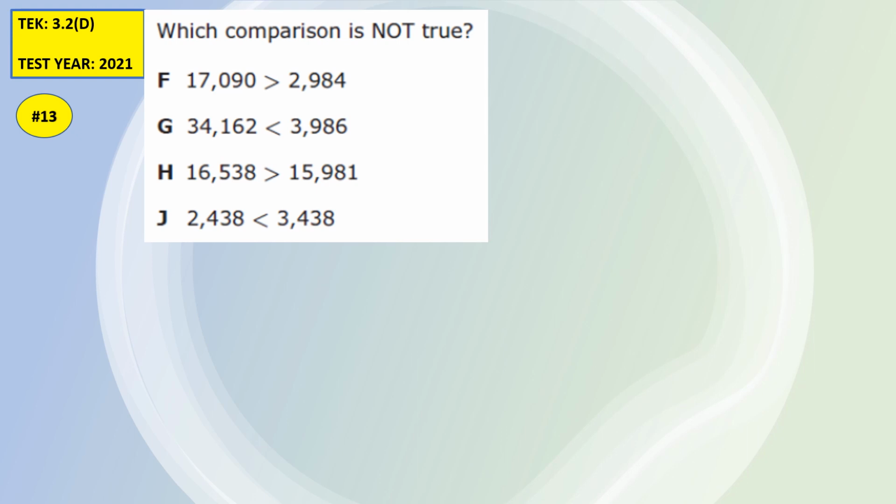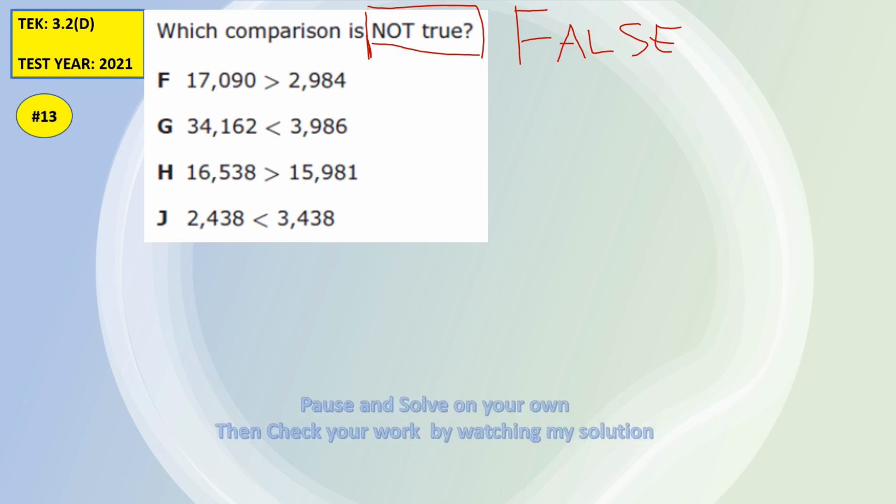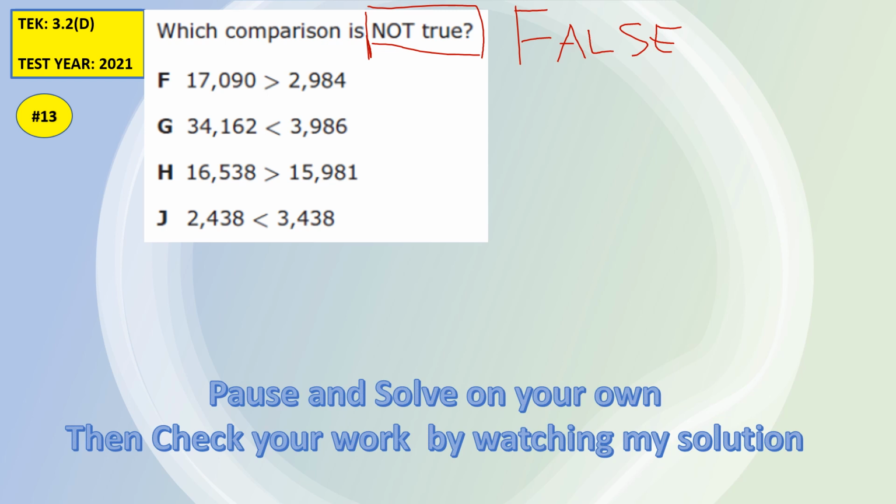Thirteen says, which comparison is not true? Not true. So if something is not true, then that means that it is false. So you're looking for the false answer. You want the wrong answer. Okay, so that means you have 3 answers that are true and 1 answer that's false. Pause the video and solve on your own. Then you can check your work by watching my solution.